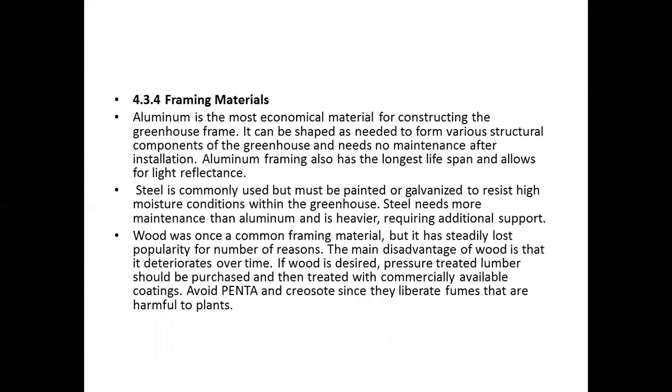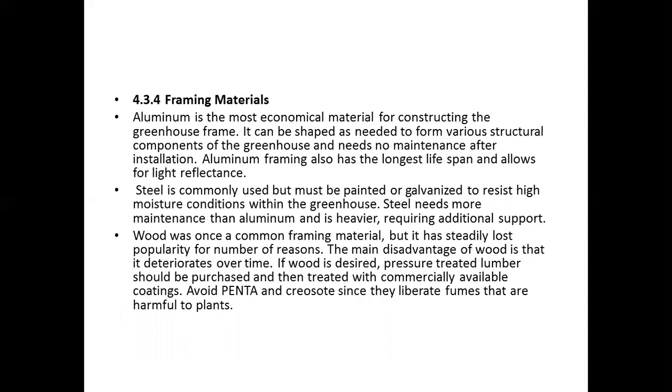Then next is wood. Wood was once a common framing material, but it has steadily lost popularity for a number of reasons. The main disadvantage of wood is that it deteriorates over time. If wood is desired, pressure treated lumber should be purchased and then treated with commercially available coatings. Avoid penta and creosote since they liberate fumes that are harmful to plants.